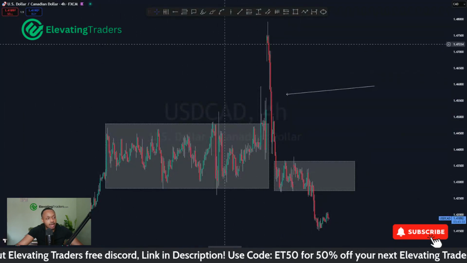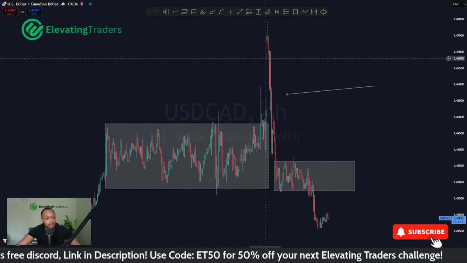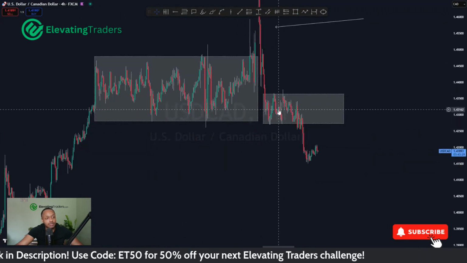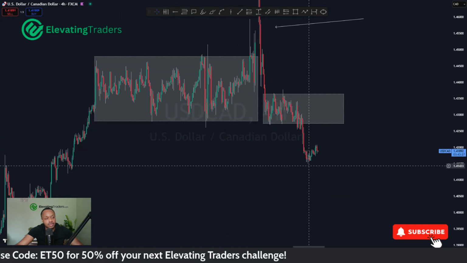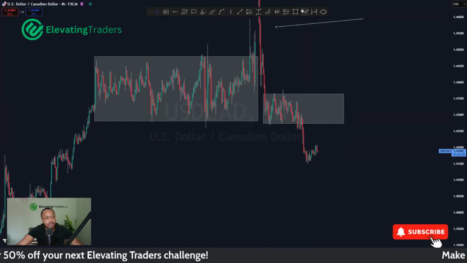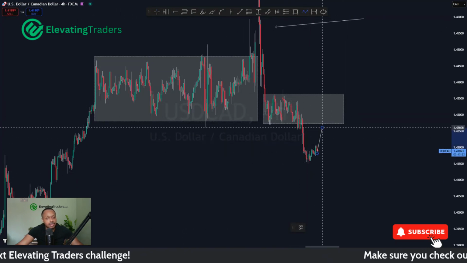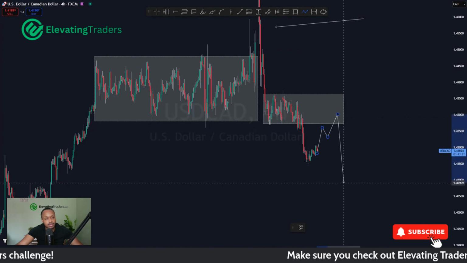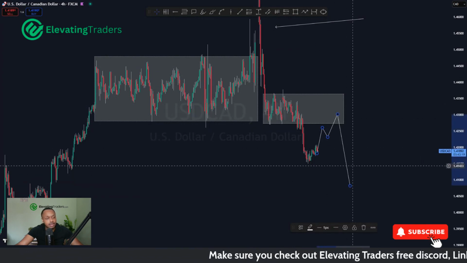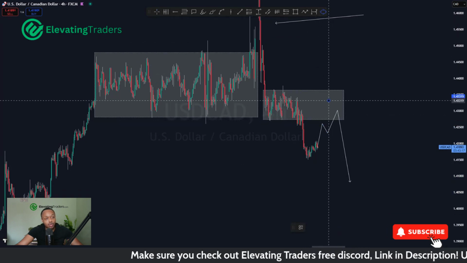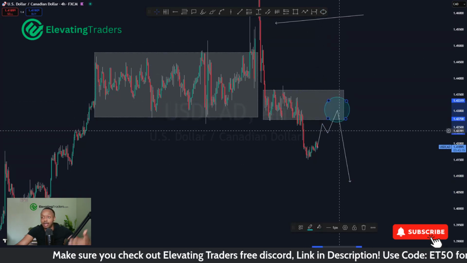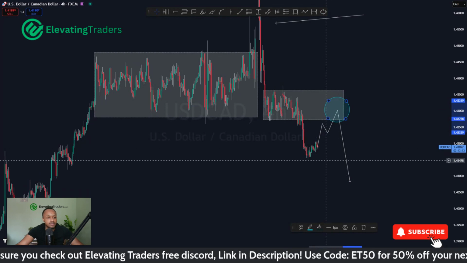Big push to the upside, trapping a lot of trades on the wrong side. Heavy sell, consolidated for a few days, and then price committed to the downside. So now I'm expecting more of the same. If you can get another correction, pull back, retest the range, most likely we'll probably see another continuation. And that's really where my focus lies in terms of finding entries and taking dollar CAD to the downside.